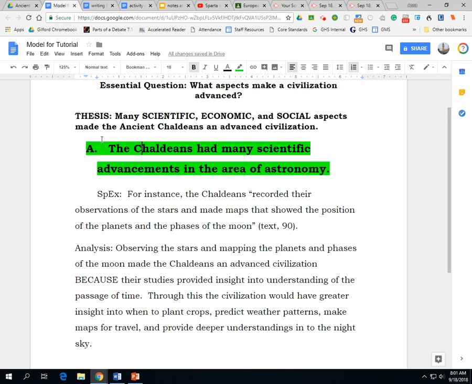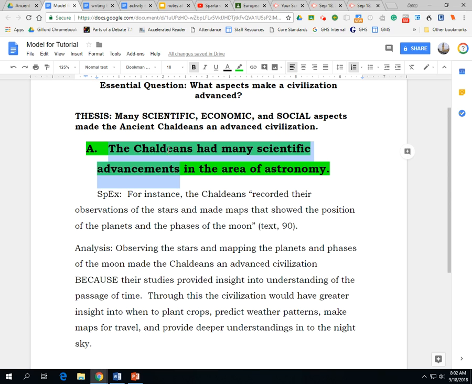So, what I did is I take words from my thesis. The Chaldeans had many scientific advancements. Now, don't use all of the words. I use the word scientific and I use the word advanced, but I change it up by saying advancements. I'm recognizing my thesis with those 6 words. The Chaldeans had many scientific advancements because I'm arguing that the Chaldeans had an advanced civilization, and one of my areas of focus is scientific.